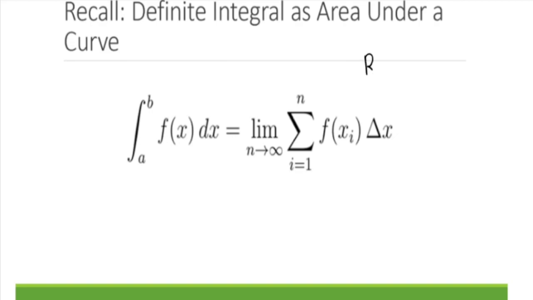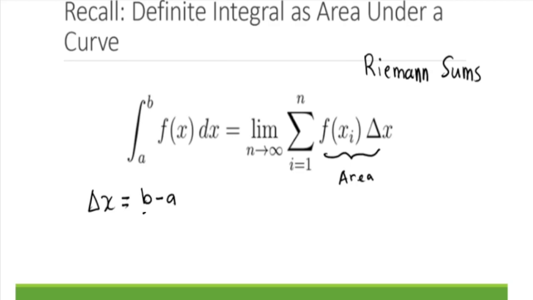Again, we refer to this method as the method of Riemann sums, wherein we're taking the sum of the areas of the shapes used. In this case, this gives us the area of each rectangular strip or rectangular region na ginamit natin to fit the curve. Moreover, delta x here is equal to b minus a over n, or we're dividing the interval into n rectangular parts.